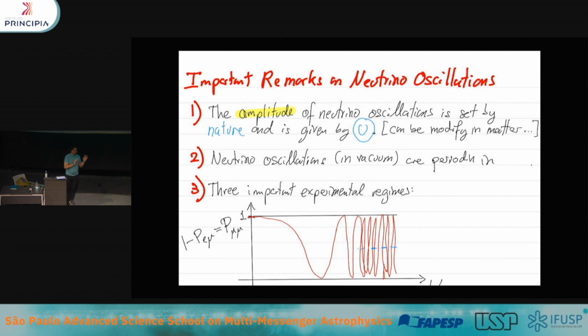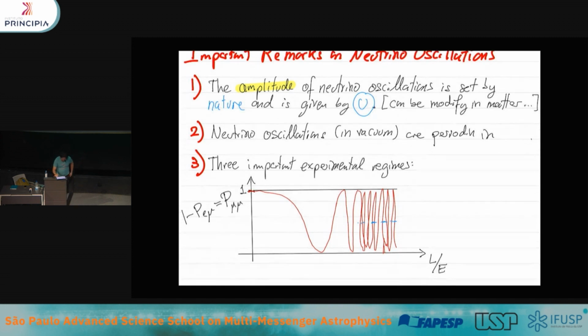There is a small caveat to this, that you can change this in matter. We will leave that on the side for the time being, because we're talking about astrophysical neutrinos, things operate in vacuum, so we're not going to worry about it. Another important point is that the neutrino oscillations are going to be periodic, at least in vacuum, and that is going to be a period that is going to depend on the ratio of length to energy. Okay, so that's going to be our oscillation scale.